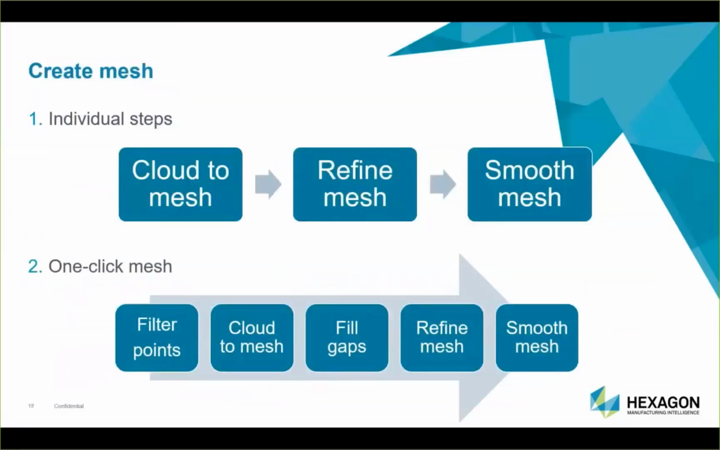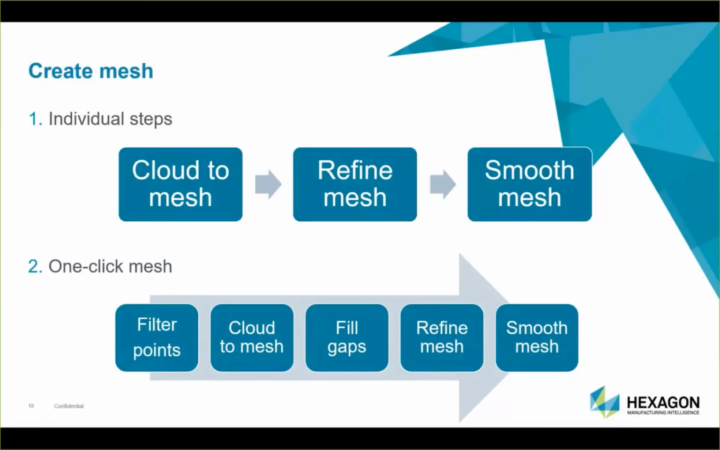There's a couple of different methods in order to create the mesh. We could use the individual steps, which is going from a cloud to a mesh, then using an individual command to refine, and then another command to do a smoothing. So you've got absolute full control if you use this method. Or we have one step which combines all of these commands listed.